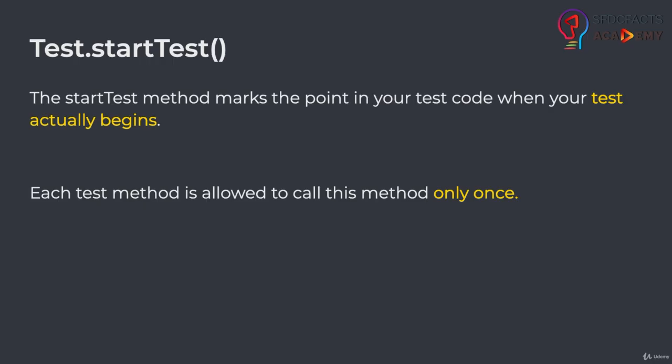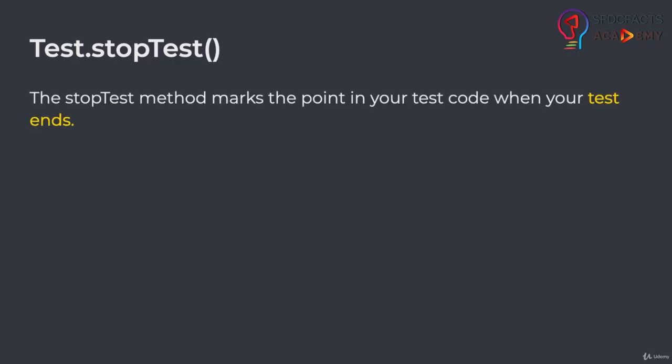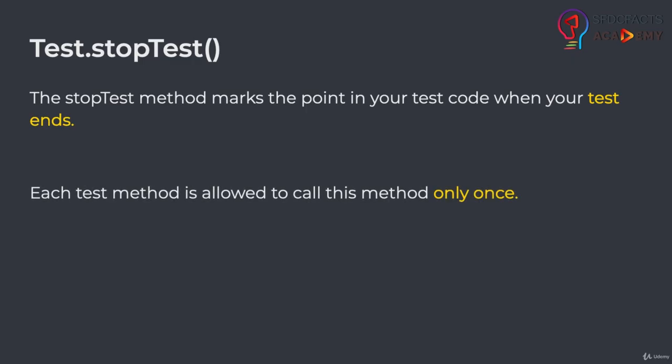Now very similar to startTest, we also have the stopTest method, which marks the ending of your test code. So you need to use this method once your test code is complete, and the only thing remaining is to use the assert statements. So your assert statements go after the stopTest method. You can use this method only once in one single test method. So in this video, we are going to write our code to test the update handler method from the contact trigger handler class, and we are going to use our Test.startTest and Test.stopTest as well.